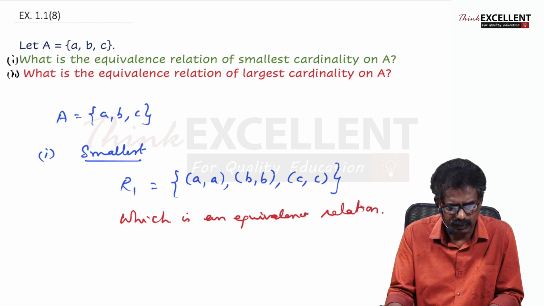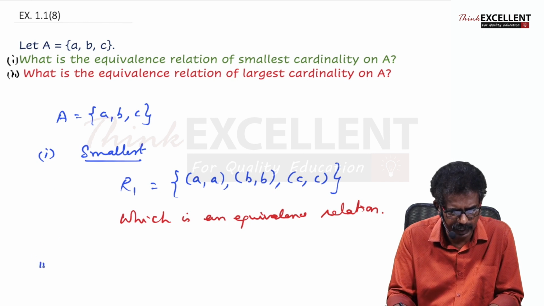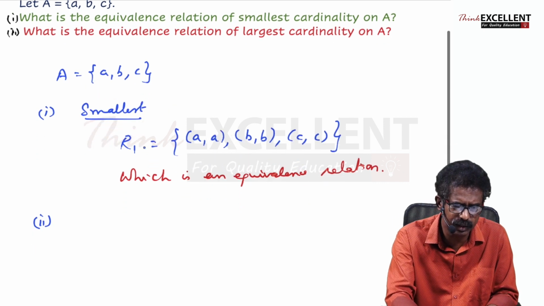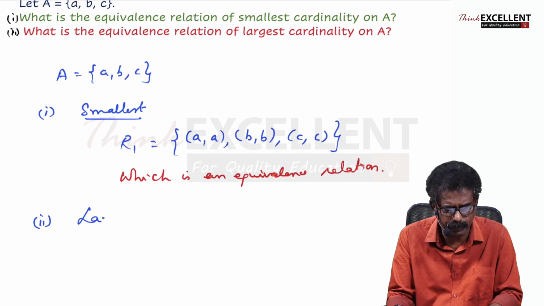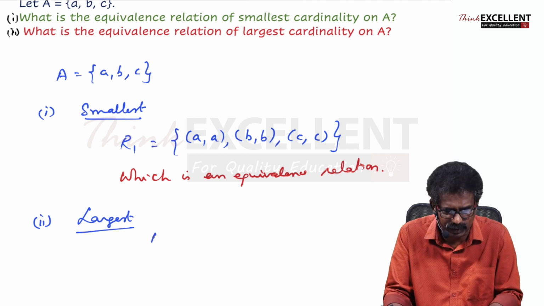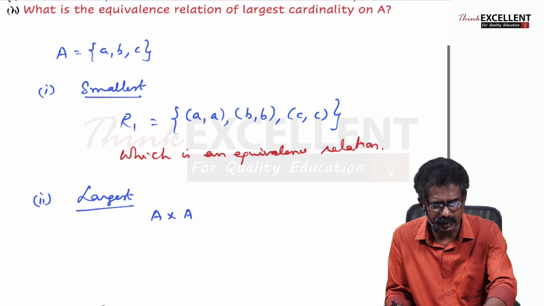So this is the answer for the first part. Now for the second one, again you have to give an equivalence relation of largest cardinality, maximum number of elements. You give the universal set. That is A cross A, the universal relation.